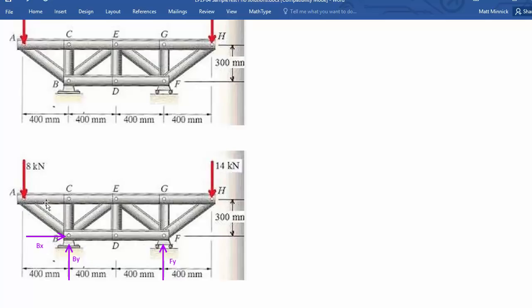So let's just call that ACE or AE or something. The force in AC has to be the same as CE because there's a zero force member there, so it's only those two connected. And same thing with BD and DF and EG and GH.